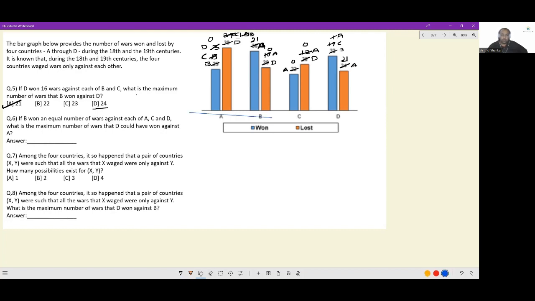Every time we would have to do this entire work all over again, so I'm going ahead and deleting this working. Next one now. B won an equal number of wars against A, C, and D. So it won against A, C, and D. It reaches 0. So 12 losses for each will come down.